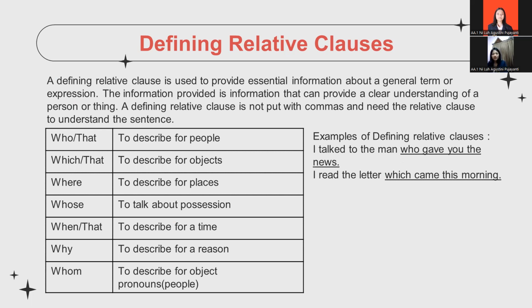Examples of defining relative clauses: I talked to the man who gave you the news. Which man? The one who gave you the news. And next: I read the letter which came this morning. Which letter? The one that arrived this morning.